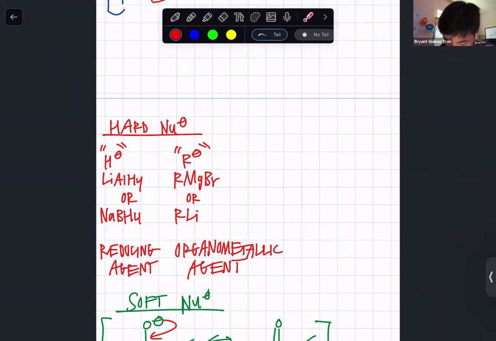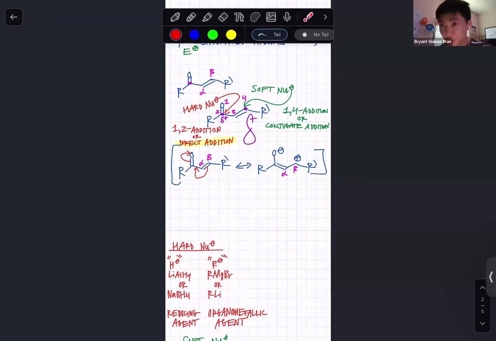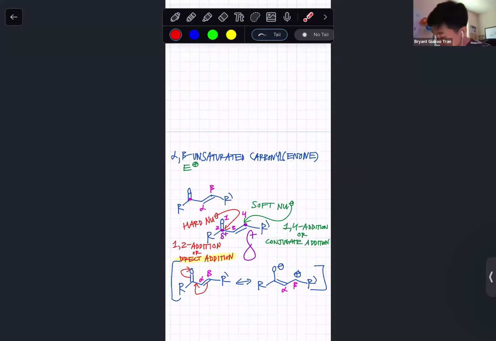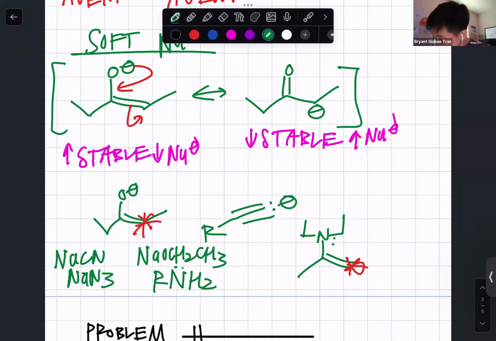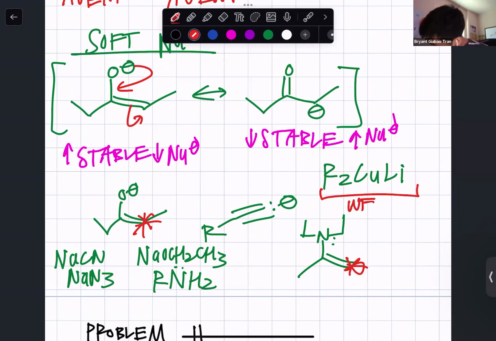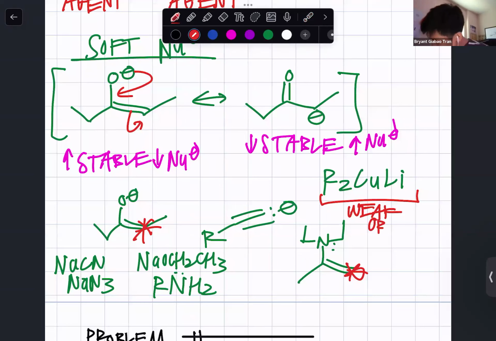If the metal is Gilman reagent, R2 copper lithium, the major product. Okay, yeah, so the other reagent for this new chapter 18 is going to be the Gilman reagent, right? Which is a type of soft nucleophile. And that's going to be R2 copper lithium. Think of this as a weak organometallic reagent, weak Grignard reagent, weak organolithium reagent.